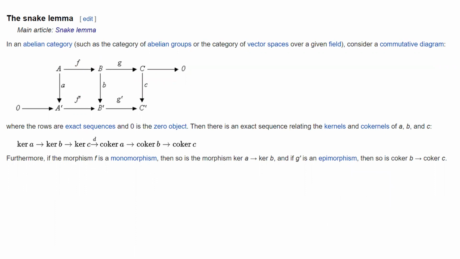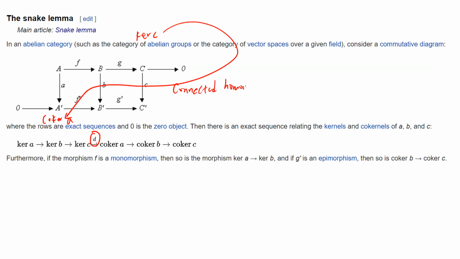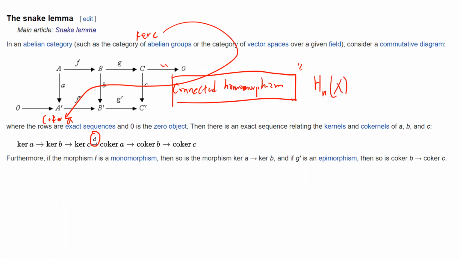This D is very famous. This D means that we need to connect the kernel of C to the cokernel of A. This is the so-called connecting homomorphism. If you learn algebraic topology from Allen Hatcher, then you will understand these words. Very basically, you connect the homology group of H_n of X to H_{n-1}. Maybe we will talk about algebraic topology in the future.